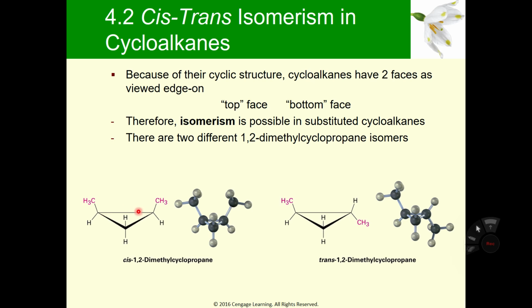Parent is cyclopropane. You have 2 methyl groups. So this compound will have the name 1,2-dimethyl cyclopropane. This compound also will have 1,2-dimethyl cyclopropane. However, they are different compounds, so we have to distinguish them. We call this cis-1,2-dimethyl-cyclopropane. We call this trans-1,2-dimethyl-cyclopropane.